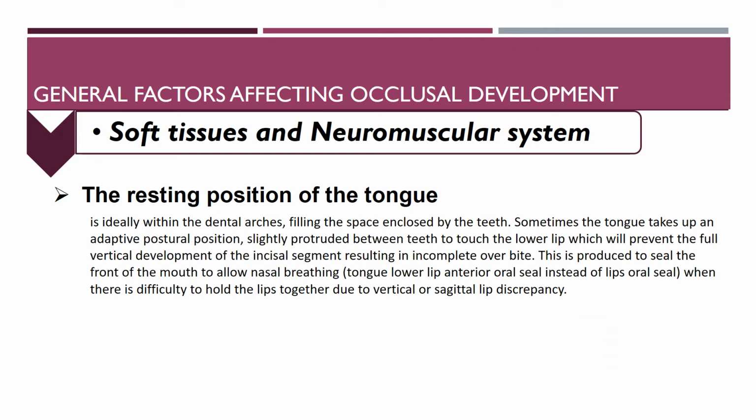The other factor is the resting position of the tongue. The tongue is ideally within the dental arches, following the space enclosed by the teeth. Sometimes the tongue takes up an adaptive postural position, slightly protruded between the teeth to touch the lower lip, which will prevent the full vertical development of the incisal segment, resulting in incomplete overbite. This is produced to seal the front of the mouth to allow nasal breathing, a tongue to lower lip anterior seal instead of a lips oral seal, when there is difficulty holding the lips together due to vertical or sagittal lip discrepancy.